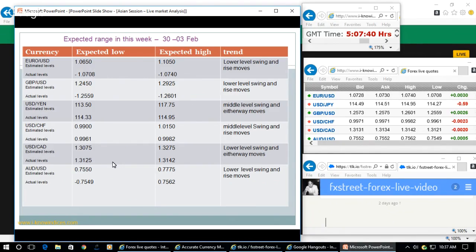Then in the case of the Canadian dollar, again, they are expected to make a lower level swing and downward stop and then start gaining the level during this particular week. So the low they could set is 1.3075 and the high they could set is 1.3275. Then the Australian dollar is also expected to consolidate around 0.7550. They come down to 0.7549 as the low, and consolidating here, gain continuously to the 0.7775 area.